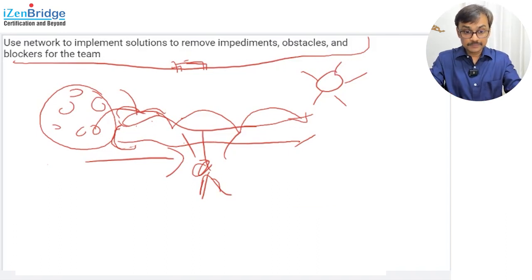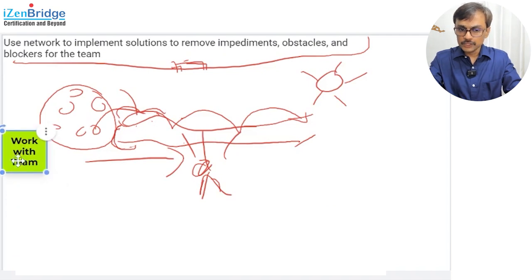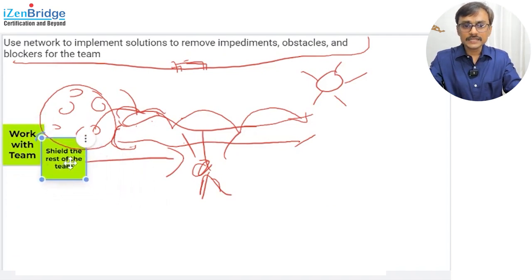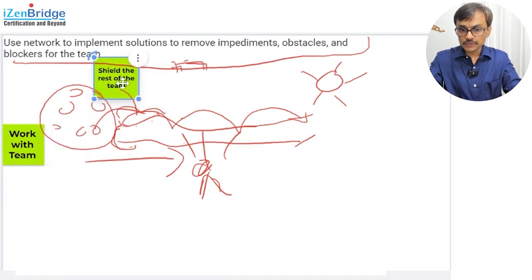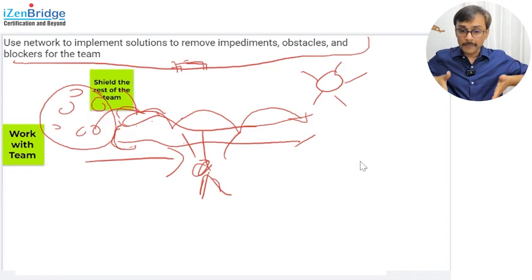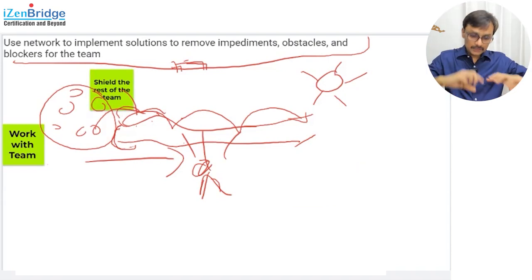Now, I give some pointers here from an exam perspective. You always work with the team. Yeah, that's there. But you should be shielding the rest of the team so that they can focus on their work and you can focus on cleaning up the roadway for them. So they have a pathway and they are working on something. They will come there tomorrow, the day after, or after a week.